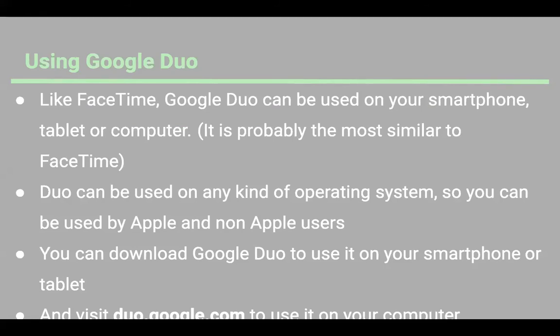Google Duo can be used on any kind of operating system, so it can be used by Apple and non-Apple users, such as Android and computers. You can download Google Duo to use it on your smartphone or your tablet. To visit it on your computer, you'll go to duo.google.com.